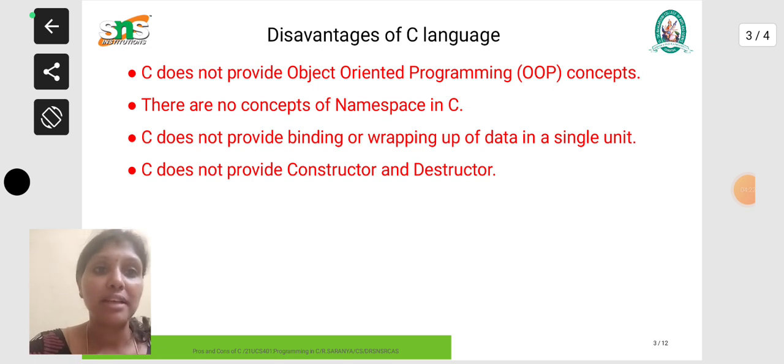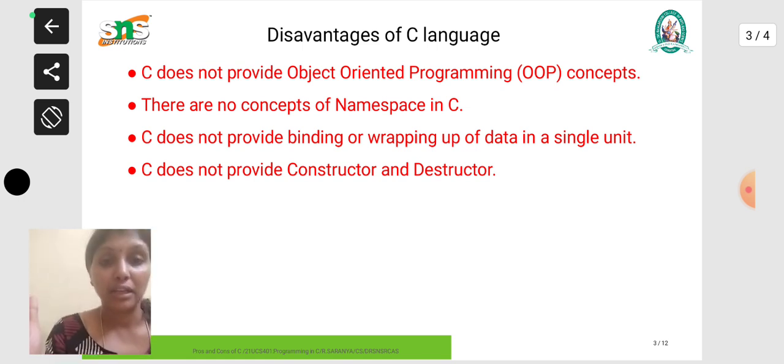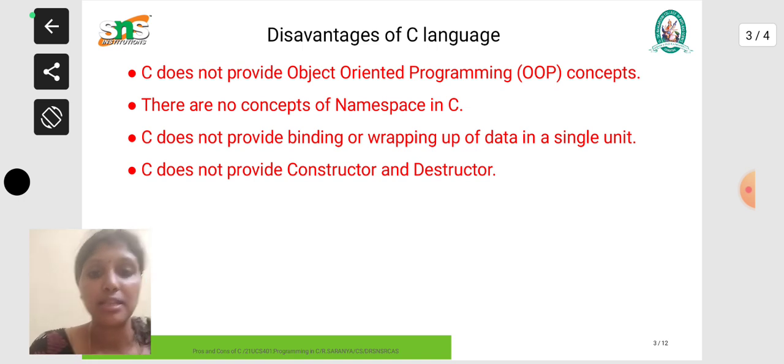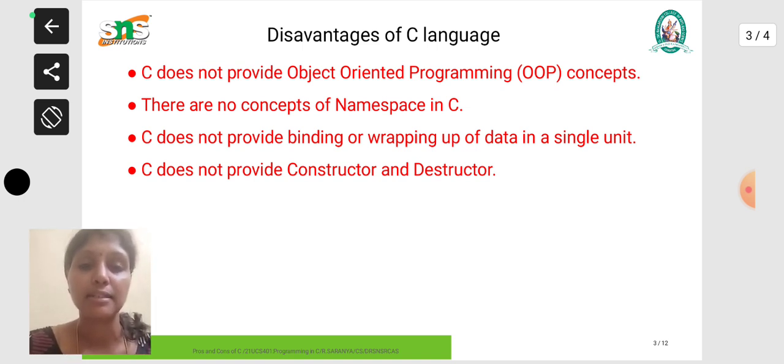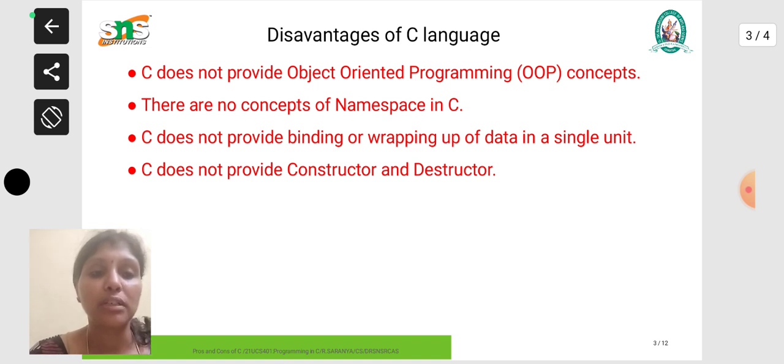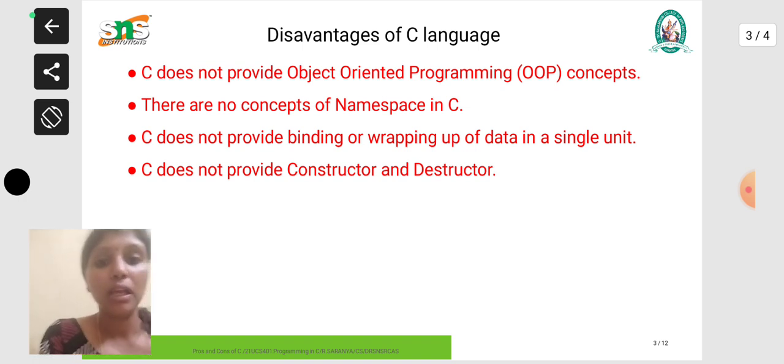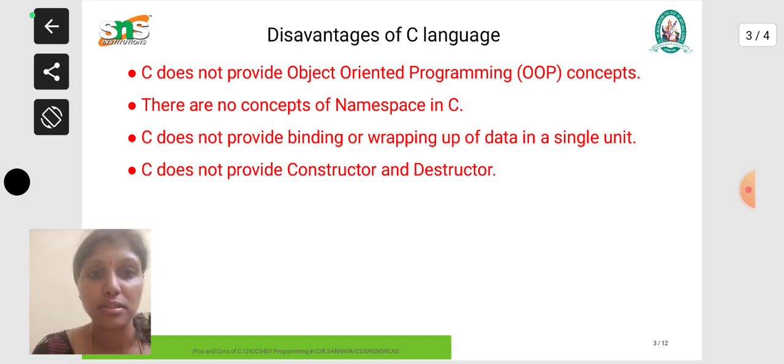The OOPS concepts play a vital role in C++. That's why C++ was developed with the help of the basic language C programming, extended as C++. In that, full object oriented programming language is embedded. So in order to overcome the problems of C programming, they developed object oriented programming concepts with the help of class, objects, inheritance, polymorphism, encapsulation. These features are embedded in C++.